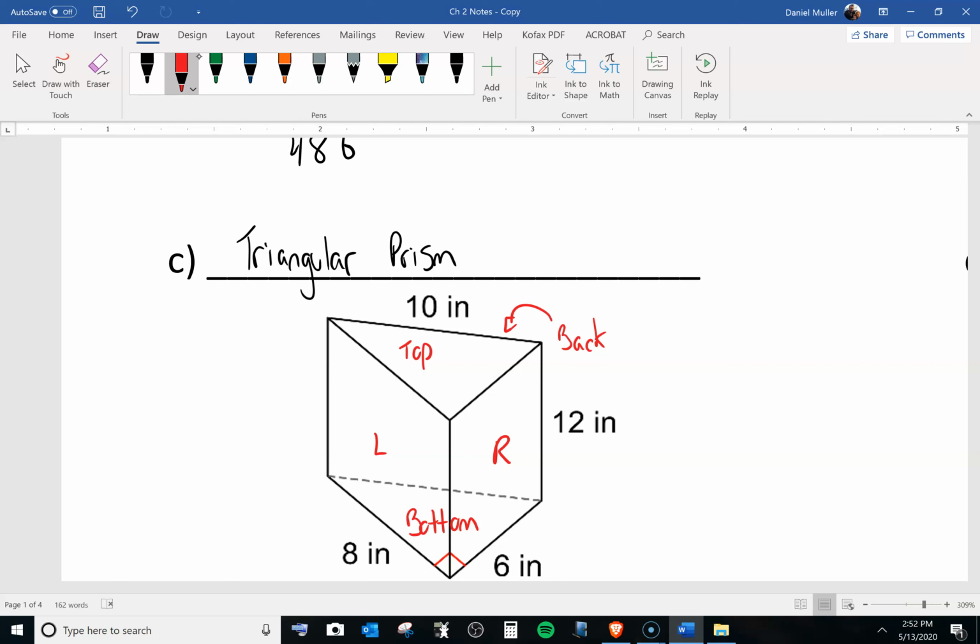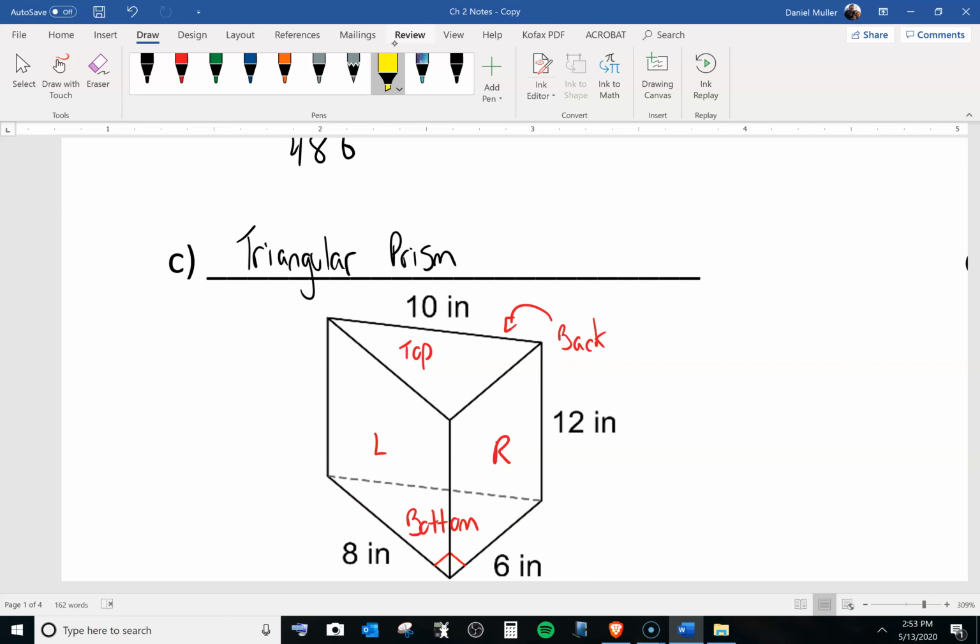Are there any that are the same? Looking here on the right side, it's a rectangle, base times height, 6 times 12. On the left, it's 8 times, well, it doesn't say, but it's also 12. 8 times 12. Those are different. 6 and 12, 8 and 12. So left and right are completely different.